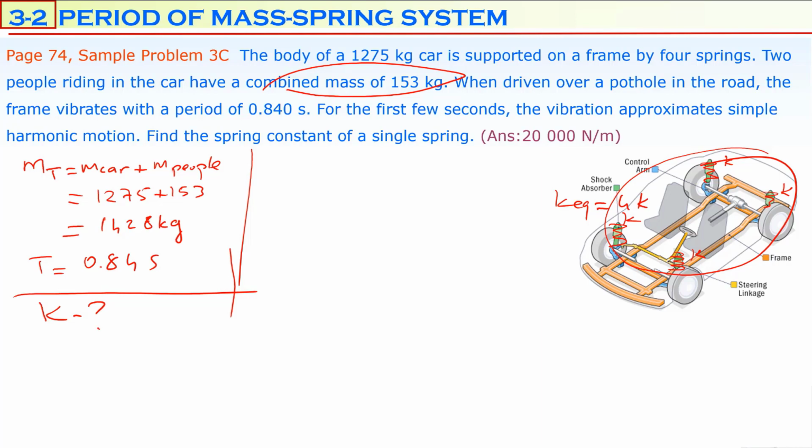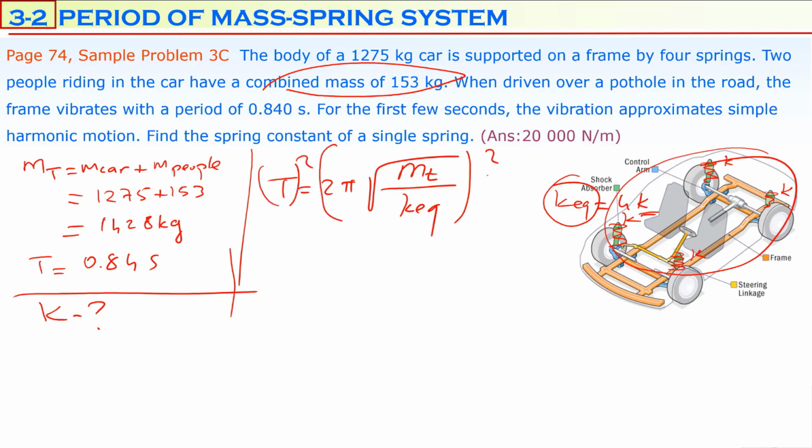What is the spring constant of each spring? There are 2 ways. One of them is to first calculate the equivalent spring constant, and after that calculate the spring constant of each spring. This is what I am going to do. So T is equal to 2 pi root of total mass divided by equivalent spring constant. Because we are going to calculate the equivalent spring constant, we should square the equation to get it out of the root. T squared is equal to 2 pi squared times m total divided by k equivalent. So cross multiplying T squared and k equivalent, k equivalent is equal to 2 pi squared times total mass divided by T squared.